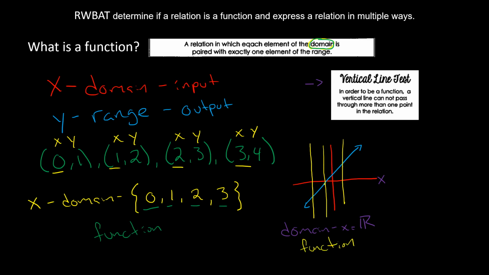What if I have the situation where I have a circle on our graph? Is this relation a function? We would do our vertical line test. How many times does it cross the relation? One time, two times. This here is not a function.